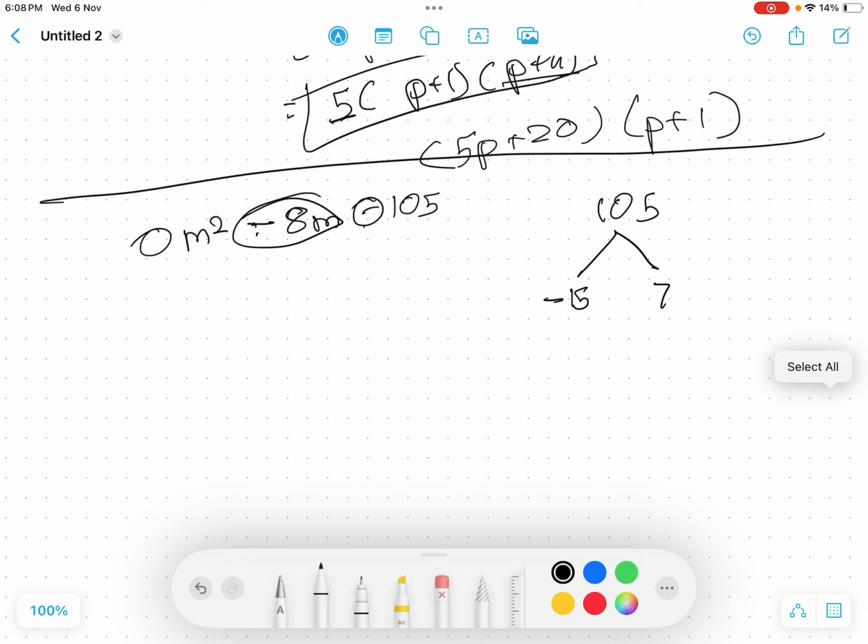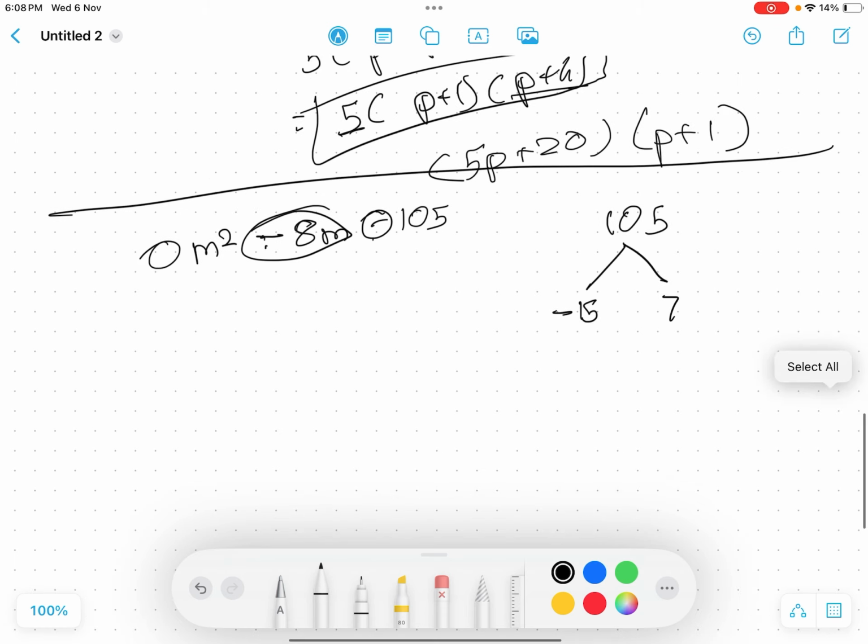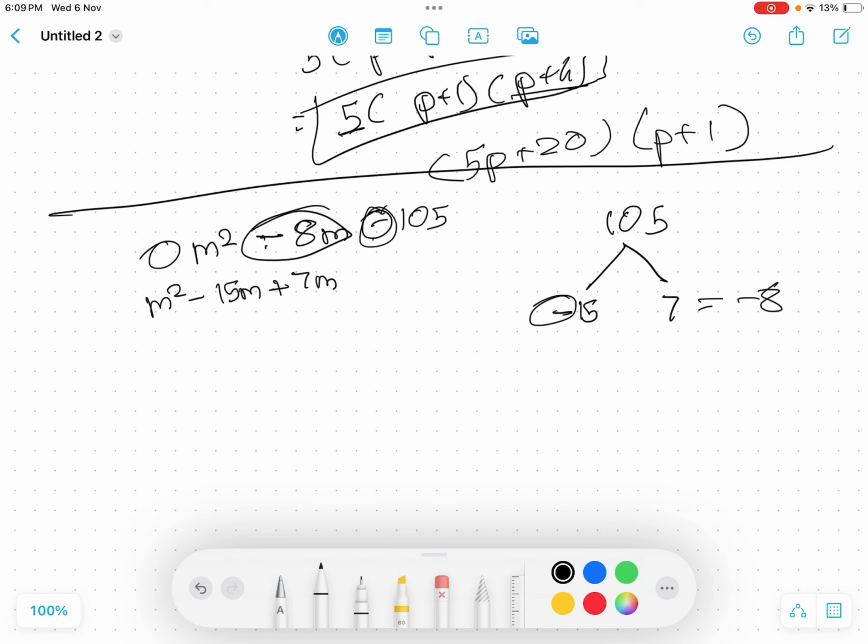So because this middle term has negative, the larger number will be negative. So now if you add these two, you'll get minus 8. So m square minus 15m plus 7m. Remember, because the constant term has only a negative, that means there's only one negative term. So this one will become positive. So m square minus 15m plus 7m minus 105.